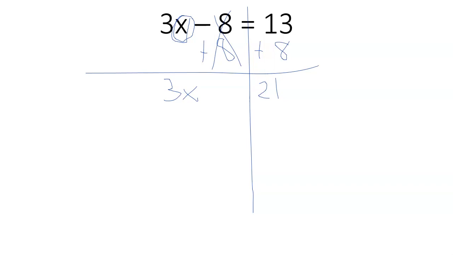Our second step, we've got to get rid of this number in front of this variable. Anytime there's a number next to a letter, it means times. So there's really a times sign there. So the opposite of timesing is to divide. So I'm going to divide by 3 here, and I'm going to divide by 3 here.